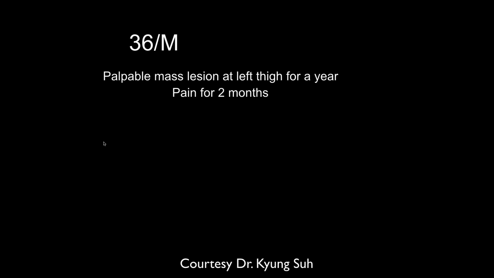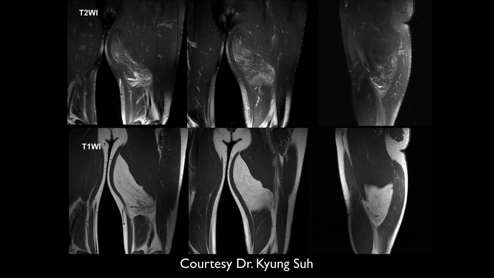Okay, so 36-year-old male with a palpable mass lesion at the left thigh for a year and pain for 2 months. So T2 and T1 weighted images in the coronal and sagittal plane. On the T1 weighted images, there's a hyperintense lesion with areas of internal septations. Most of them are thin, but along the inferior aspect of the lesion, just medial to the hamstring musculature, or maybe that's the adductor musculature, it does have some areas of thick septation, and on the T2 weighted image, there's again some hyperintense area inferiorly corresponding to those thickened areas of septation.